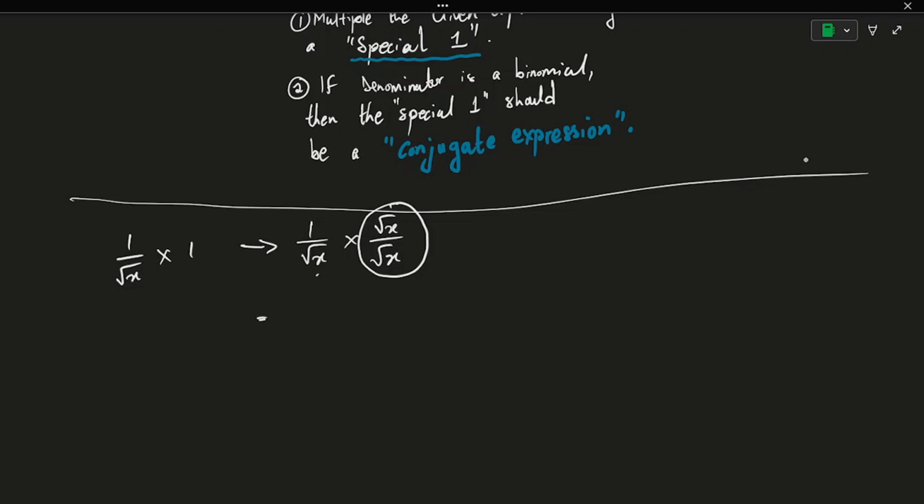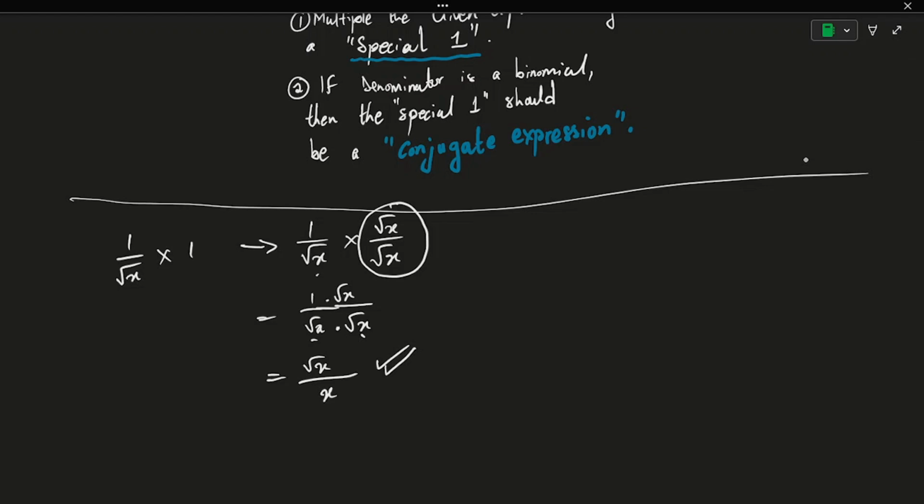So this then will give us 1 divided by root of x because we're multiplying. Then the numerator will be 1 multiplied by root of x, and the denominator will be root of x multiplied by root of x. 1 multiplied by root of x is just root of x. Root of x multiplied by root of x, the square roots cancel out, and we're only left with root of x divided by x. And this is now a rational denominator. Now this has a rational denominator.